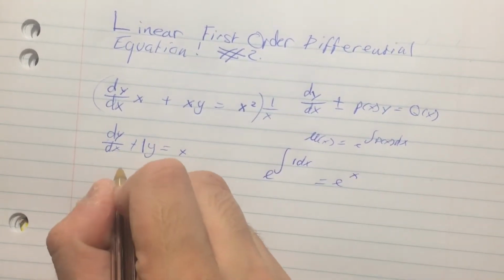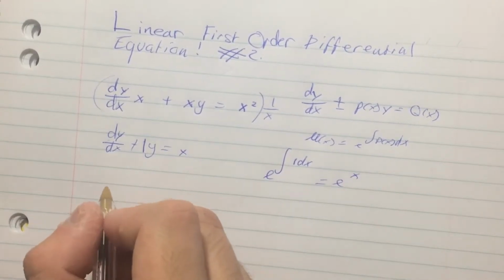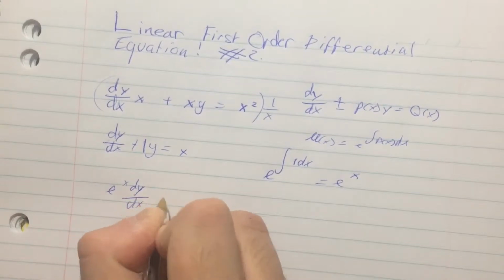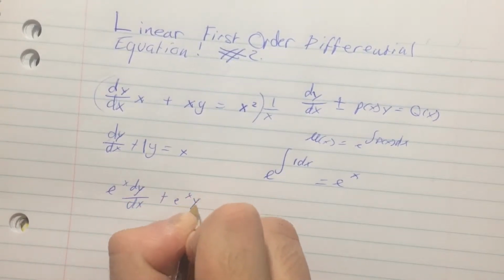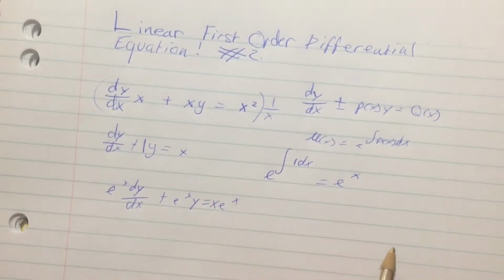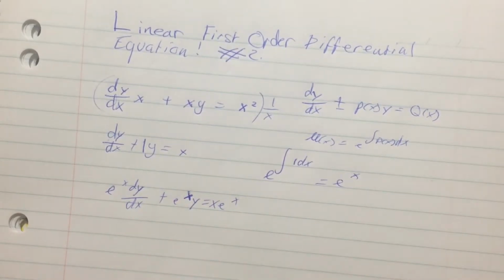Now we multiply the integrating factor by the entire expression. So e to the x dy/dx plus e to the x y is equal to, well, x e to the x actually. I'll put the x in the front because it looks nicer.